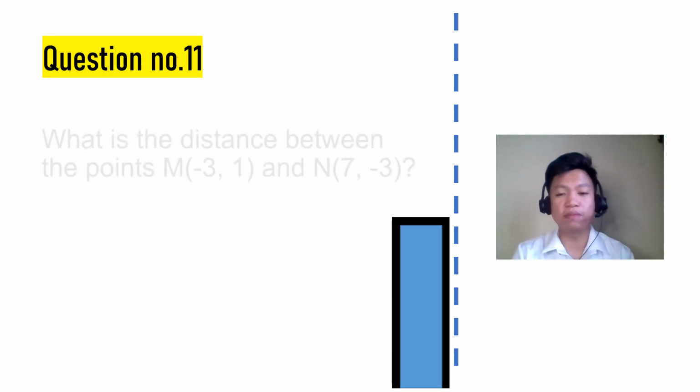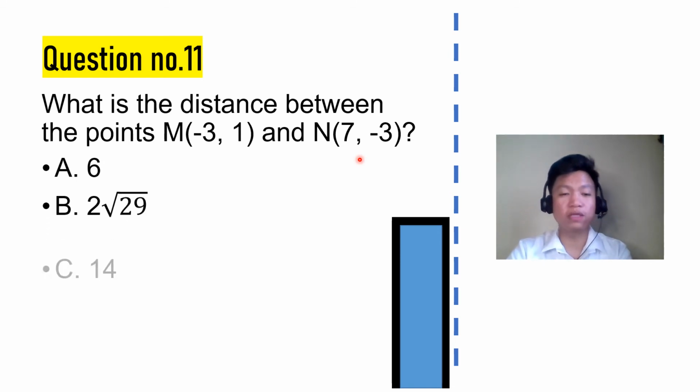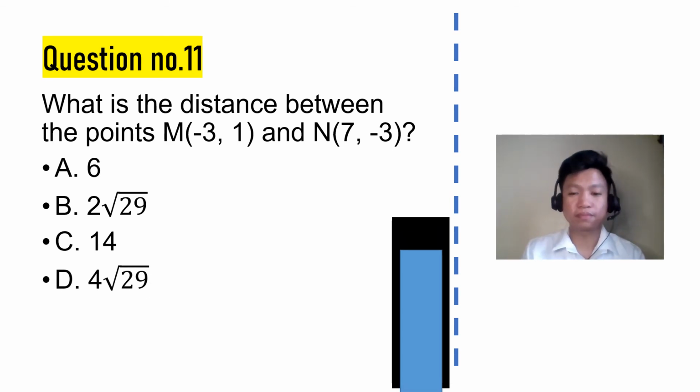Okay, next, question number 11. What is the distance between the points M with the coordinates -3, 1, and then point N with the coordinates 7, -3? Okay, is it 6, 2 square root of 29, 4, or 4 square root of 29? Go!